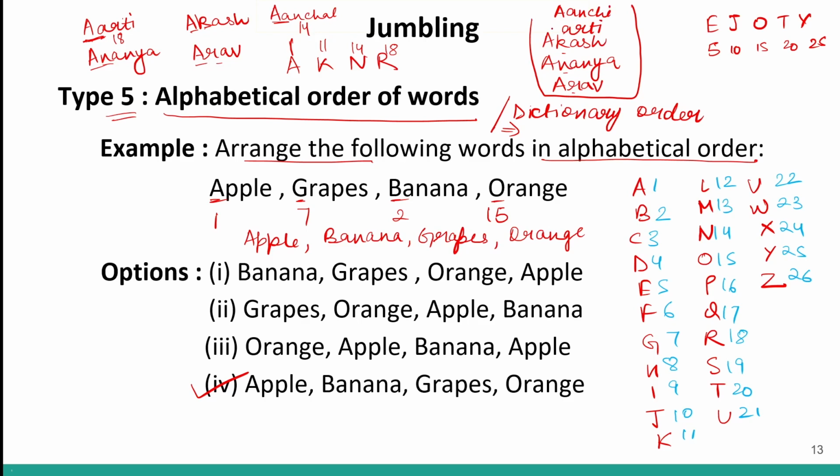How? Because the first 2 letters were same. Then we moved on to the third letter. So this is how you solve questions for alphabetical order words. First you look at the first letters. If they are same, then second letters, and if they are also same, then third letters, and so on. So we have to arrange them in alphabetical order, also known as dictionary order.